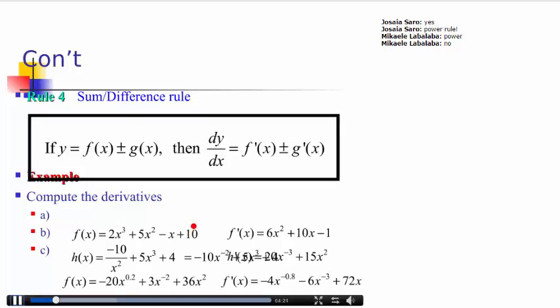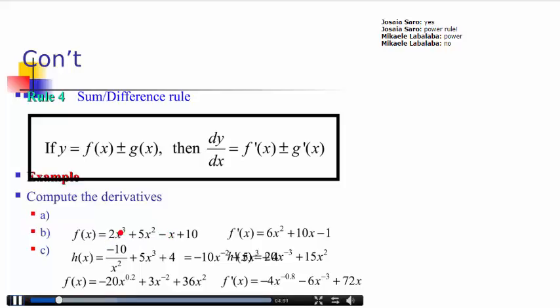So now we have sum and difference rule. When we say sum and difference, it is where we have addition and subtraction. Normally our equations are in a form whereby you end up getting a plus or a minus in between, right? So if that is the case, then we can differentiate each of them individually, right? And then we have to put them as it is.